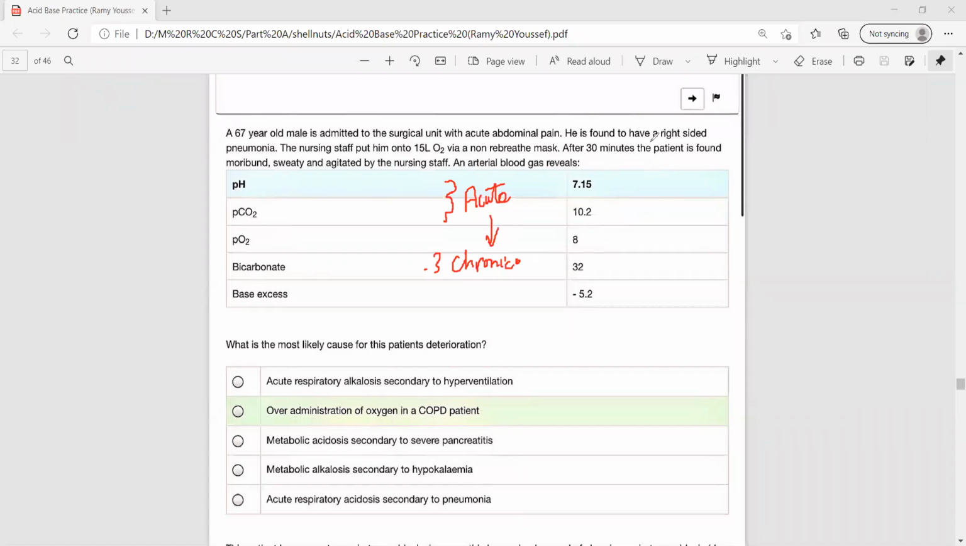So Rami, what if the options have over oxygenation and B, acute exacerbation of COPD? What acute exacerbation of COPD? No, it will not. I think he means this option, COPD.